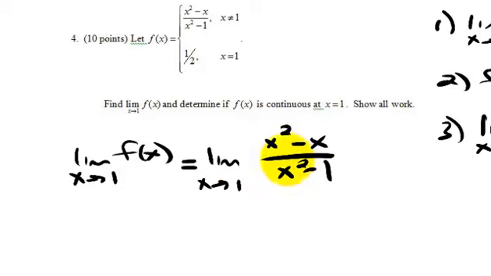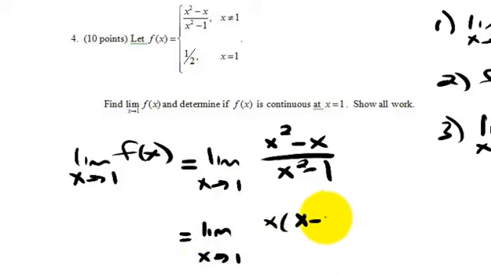Okay, what happens when we plug in 1? Well, we're going to get 0 on top, we're going to get 0 on the bottom. Okay, 0 over 0. It's bad, but it's still good, because it means I got some stuff I can do. What we're going to do is we're going to factor the top and bottom. We're going to try to get rid of the factors that make it 0 over 0.